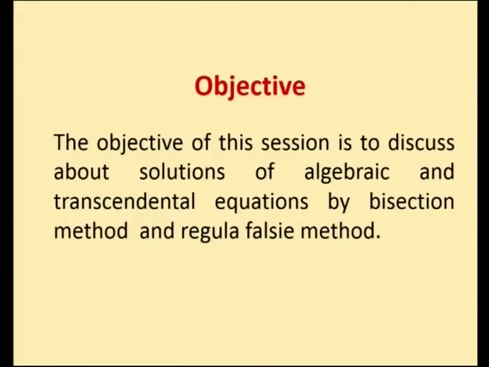Welcome to UGC lecture series. In the previous sessions, we talked about error propagation and floating point representation of a number. Also, we discussed algebraic and transcendental equations and their solutions by various methods. In continuation, in this session, we are going to talk about the solution of algebraic and transcendental equations by bisection method and regula falsi method. A slight modification of regula falsi method is the secant method, which will also be discussed.